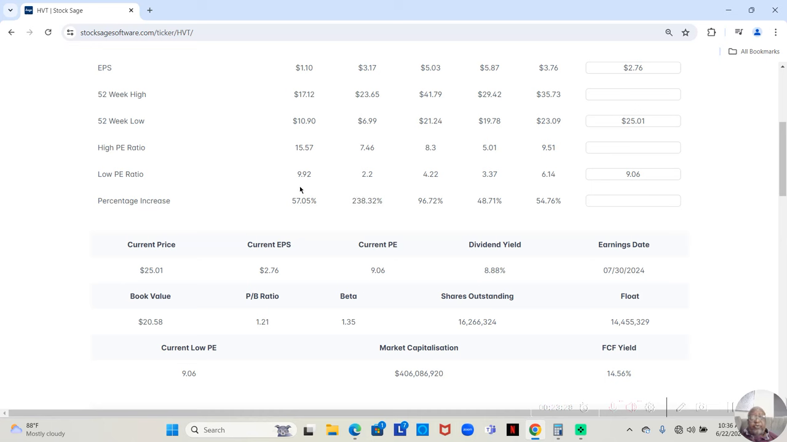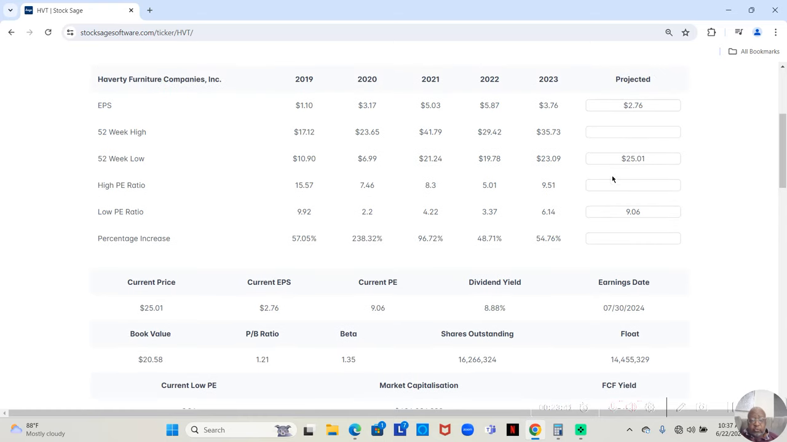Their current P/E ratio is at 9.06, and let's look where it's been in the previous years. In 2020, they were at 2, but that was the COVID lockdown year. In 2021, they were at 4. 2022, they were at 3. In 2023, they were at 6. So this stock can still fall considerably.